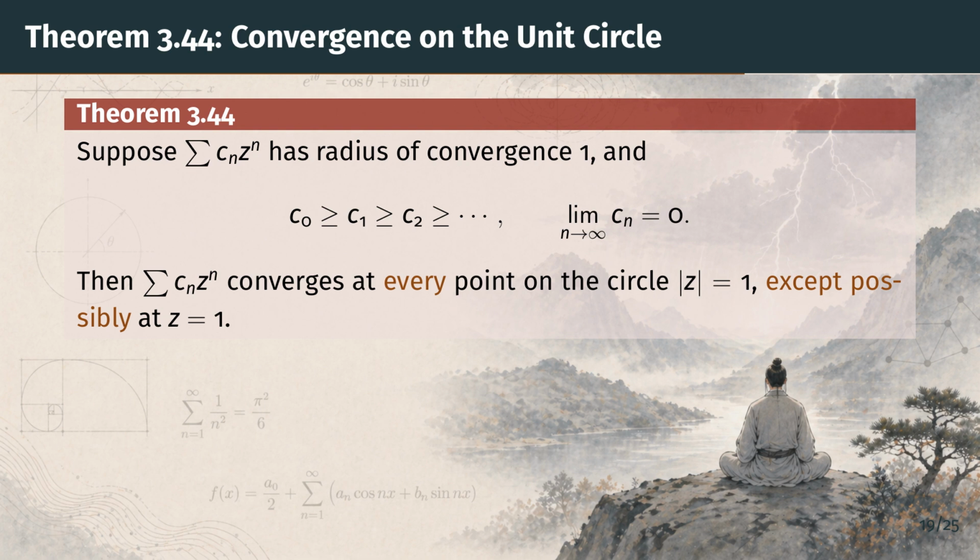If the real coefficients c sub n decrease to 0, then the series converges at every point on the boundary circle, with the single possible exception of the point z equals 1. The point z equals 1 really can fail. Think of the coefficients 1 over n, which give the harmonic series there. Let's picture what this says.